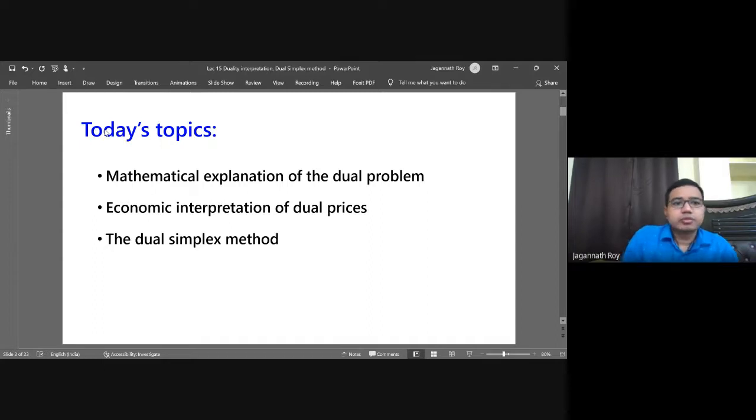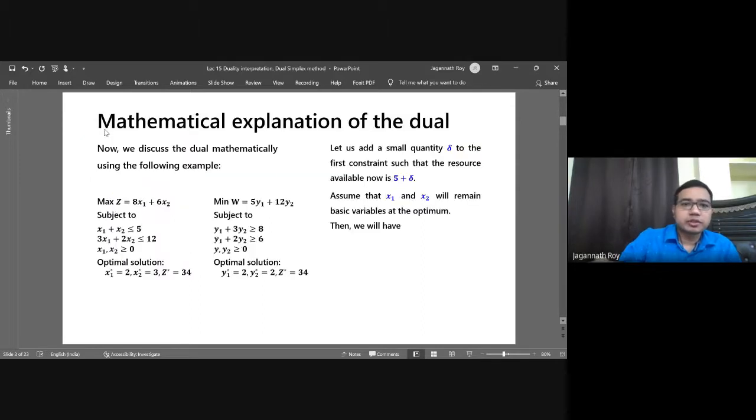So today we are going to look into some more aspects of dual. That is the mathematical explanation of dual, and then what is the economic interpretation we can make from the dual prices. And then we see a new method, it's called the dual simplex method. So that we are trying to explain today.